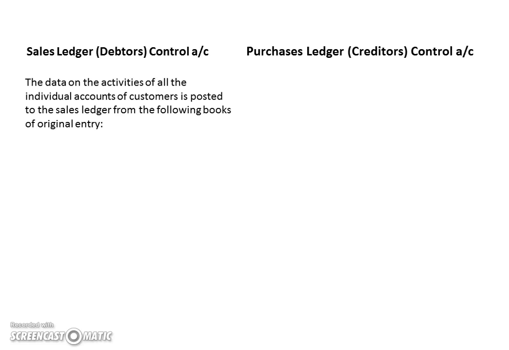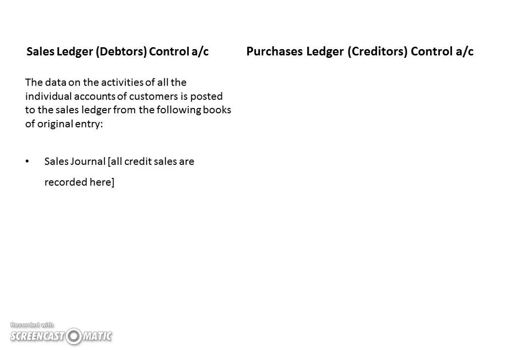I'm sure you know your books of original entry. You have your sales journal, your purchase journal, your cash book, your returns inward journal, your returns outward journal, right? You've got your 5 or 6 journals, and of course there's the general journal. Now, let's see where we're getting our information from.